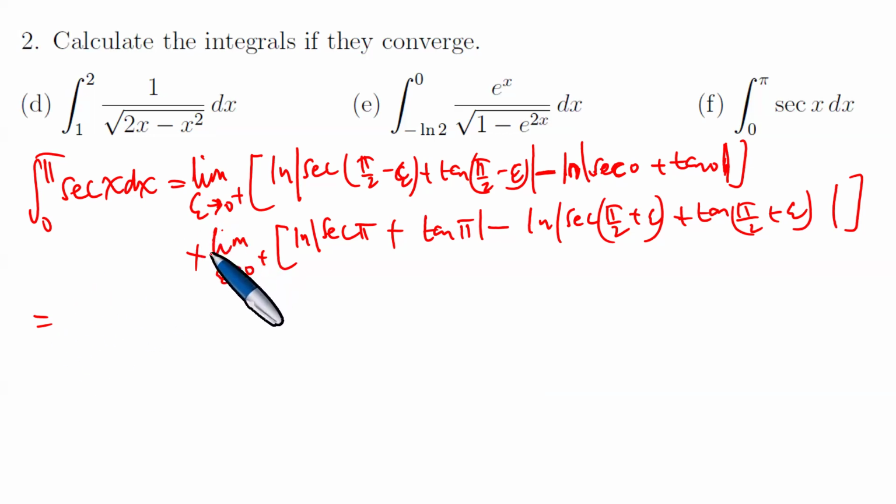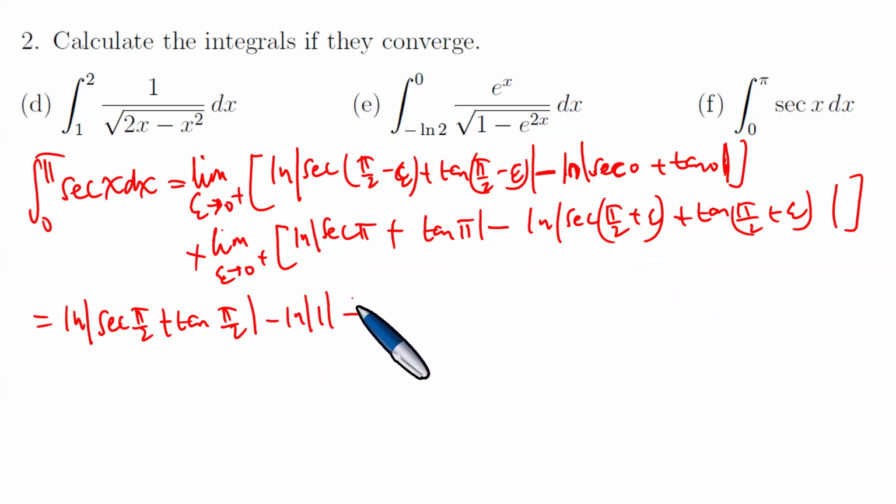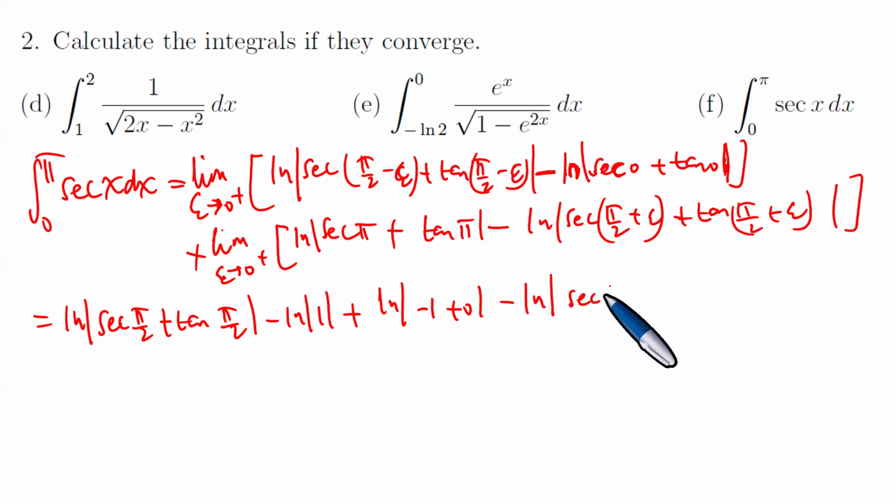Because as this approaches, okay, you can look at this and then divide this, whatever you do. But if you allow epsilon to approach 0 from the right, it's going to be the ln of the secant, the tangent of pi over 2, the ln of 1, and this one is minus 1 because the cosine of pi is minus 1, and then the tangent becomes 0. This is the ln of the secant of pi over 2 when epsilon approaches 0 from the right. And this is pi over 2.